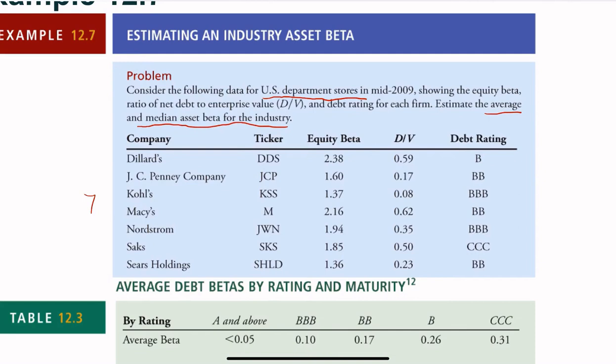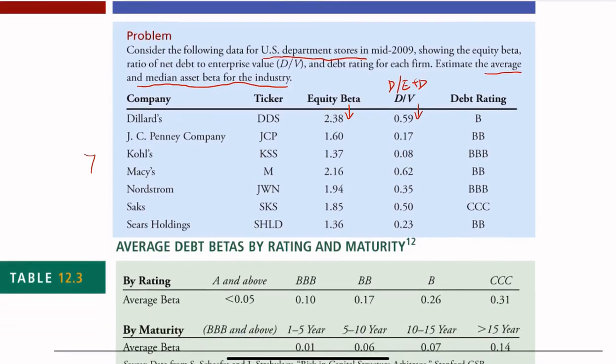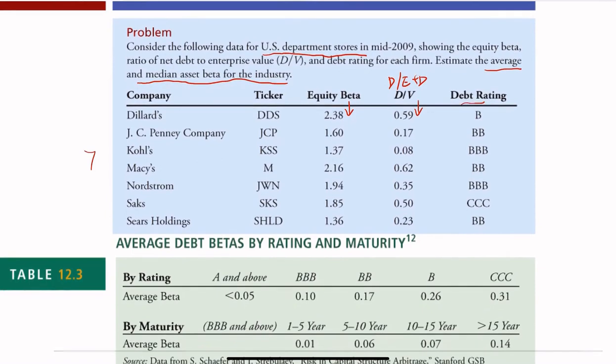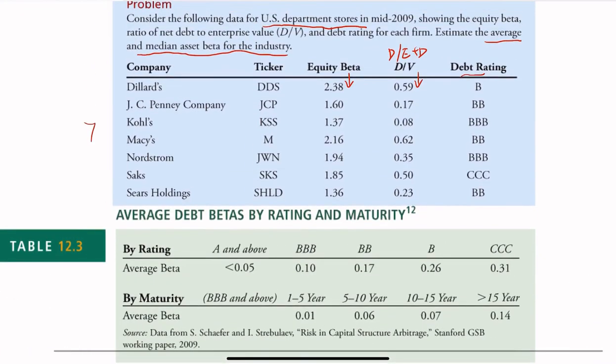So what you can see here is we have equity beta and we have these portfolio weights, right? So D divided by V is essentially D divided by E plus D. And we have the debt rating. So given the debt rating, we could use the table to find out the debt beta. And if you have D divided by E plus D, then you could calculate E divided by E plus D, right?